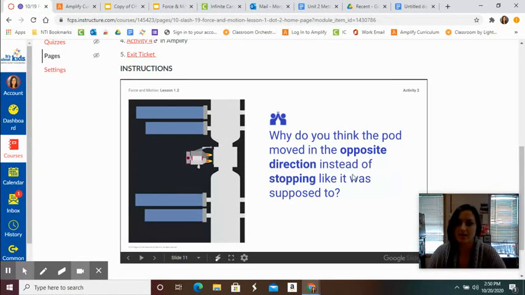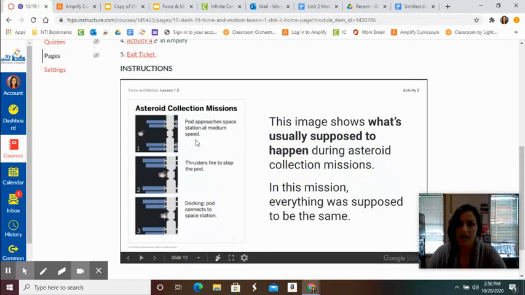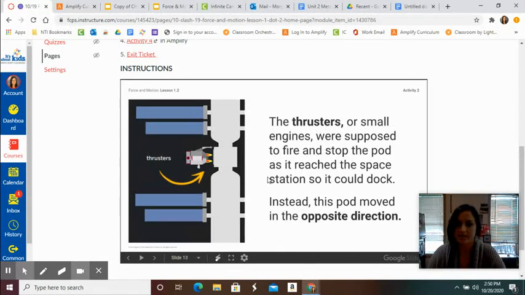And so we talked about this question in class. So why we thought the pod moved in that opposite direction instead of stopping like it was supposed to. And this is what's usually supposed to happen. It will approach the station and kind of slow down. And then there's thrusters, which are these 2 things, kind of jet engines at the bottom that fire up to slow it down even more. And then it connects. But we know that didn't happen this time.